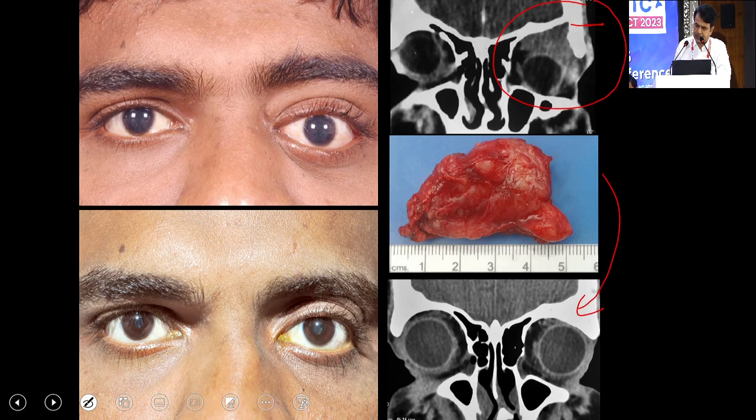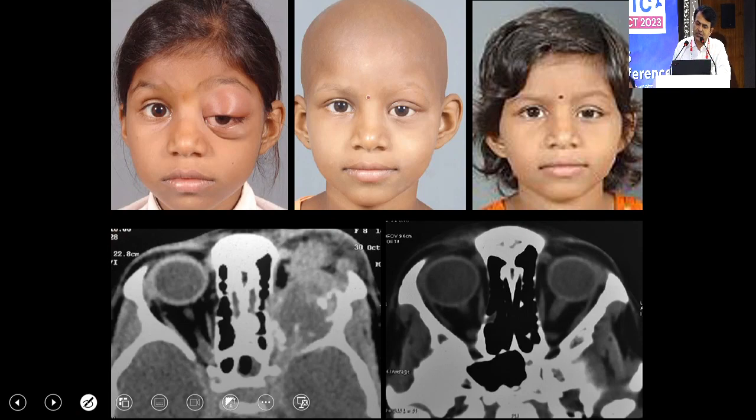So you can see the same patient after complete remodeling of the bone. This is a child with adenoid cystic carcinoma with bone involvement, completely remodeled following multimodal treatment. They don't need morbid orbital exenteration.